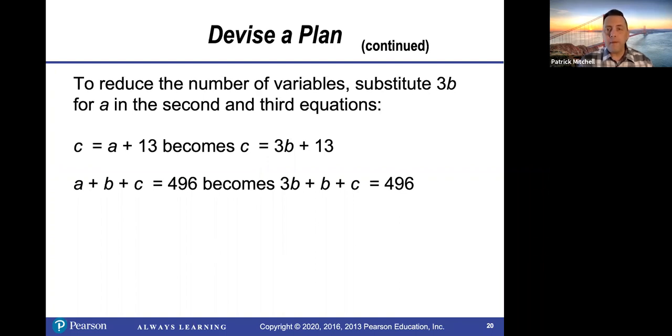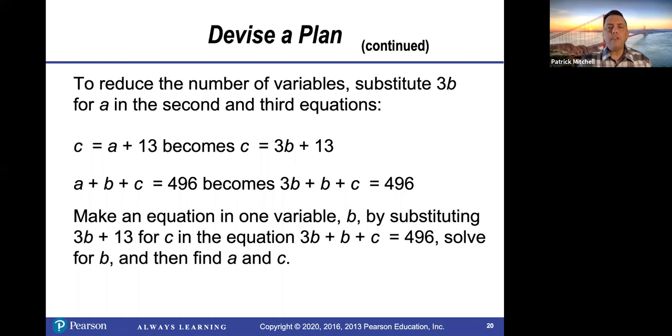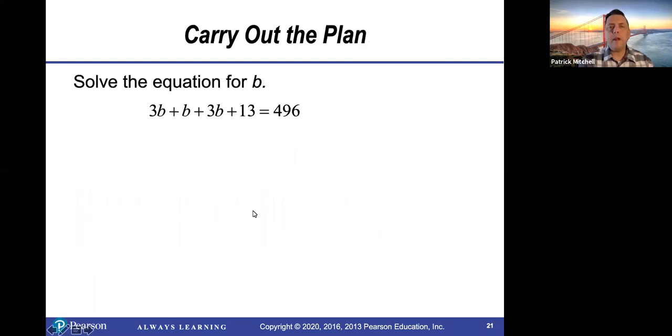So that's better. We started with an equation that had 3 variables. We've got it down to 2, but we really need to get it down to 1. So now the next thing we'll do is make an equation in 1 variable by substituting 3B plus 13 for C in the equation 3B plus B plus C equals 496. So when we replace C with 3B plus 13, we end up with 3B plus B plus 3B plus 13 equals 496.